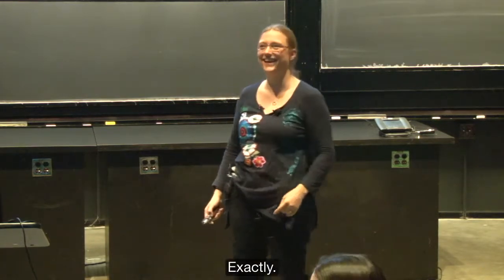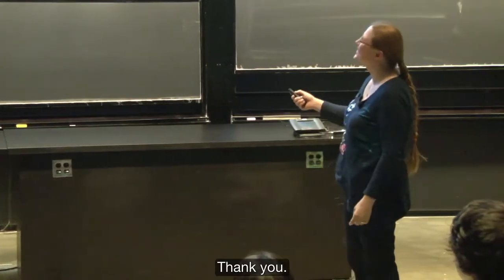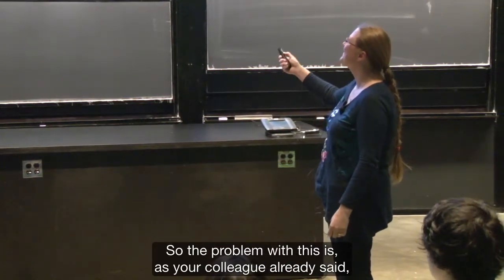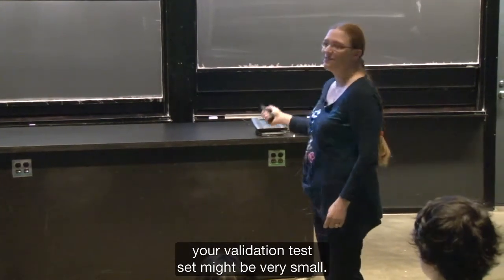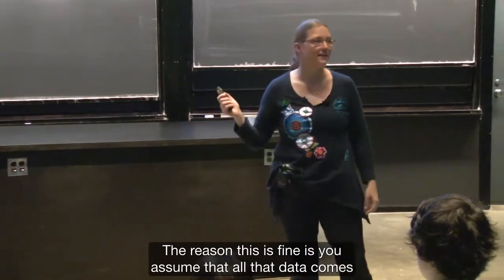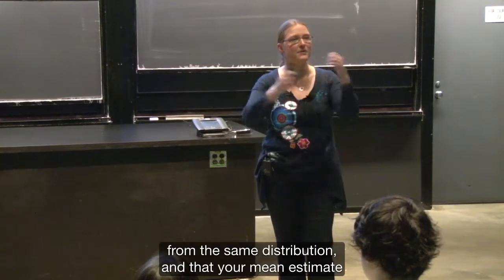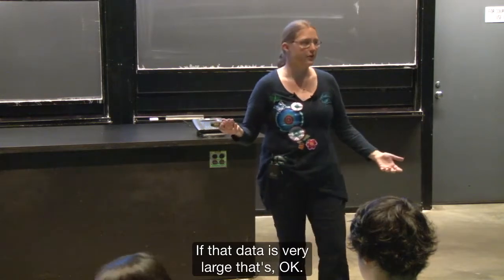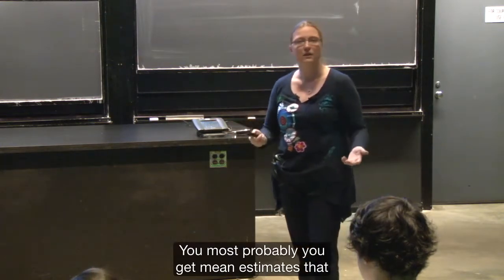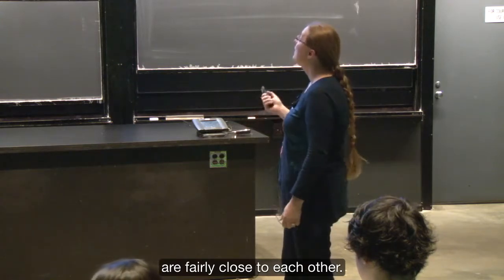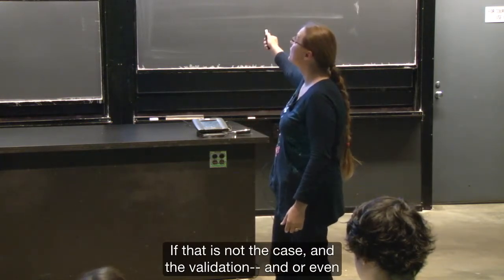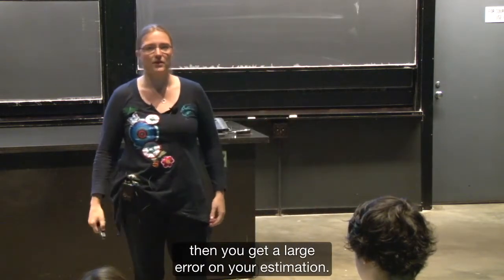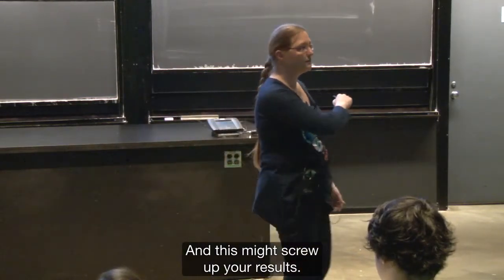Yeah, exactly. Thank you. That was exactly the problem I wanted to point out. Very, very good thinking. So the problem with this is, as your colleague already said, your validation and test set might be very small. The reason this is fine is you assume that all the data comes from the same distribution and that your mean estimate is correct. If that data is very large, that's okay, right? Most probably you get mean estimates that are fairly close to each other. If that is not the case, and the validation or even just the test set alone are quite small, then you get a large error on your estimation, and this might screw up your results.